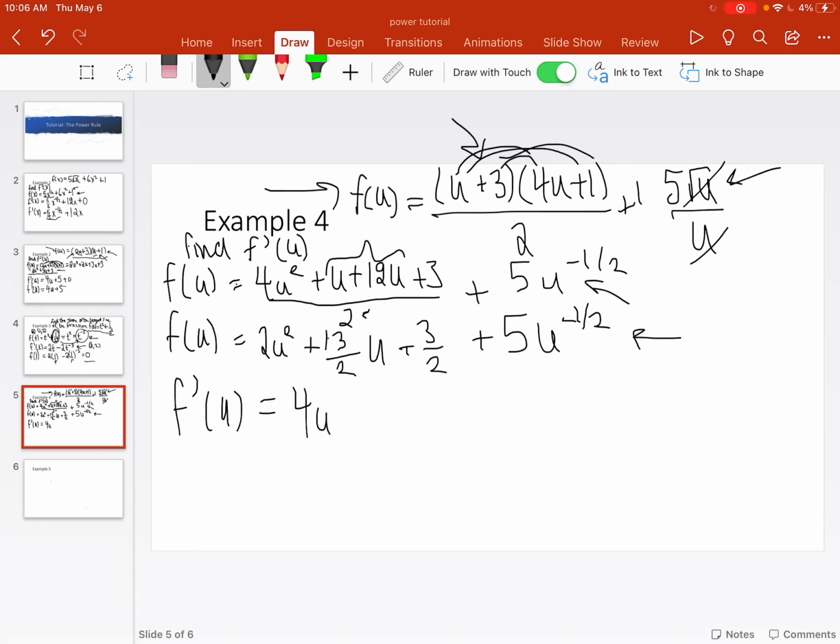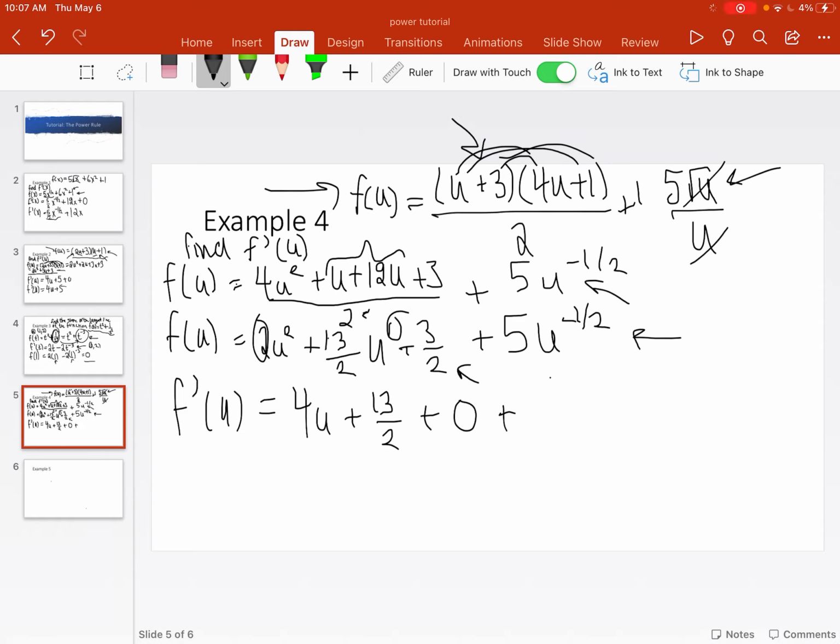Let's take the derivative of each component. Our first is going to be 4u, because you bring down the 2 and you multiply, you've got a 2 here, so that comes out to 4u. Now plus 13 over 2, because you bring down this 1 that we don't usually write, and 1 minus 1, because you subtract the exponent up here, comes out to 0, so it'll be u to the 0, which is just 1. The derivative of a constant is 0, so we just add 0.